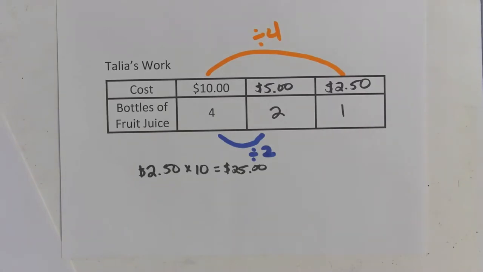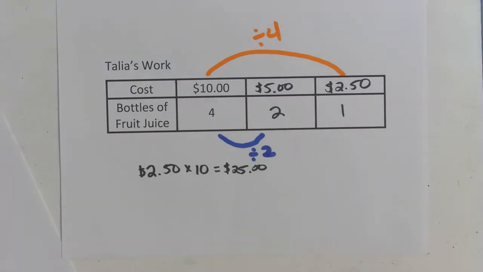Okay, so what did Taya do to find the cost of 10 bottles? We can divide by 2, and we see that the juice for $5 is for 2 bottles. We can divide by 4, and we see that the juice is $2.50 for 1 bottle. To find the cost of 10 bottles, we almost forgot to do that. Taya multiplied $2.50 by 10. She got the price of $25 for 10 bottles. Did you do something similar? Good. Let's look at another solution path.